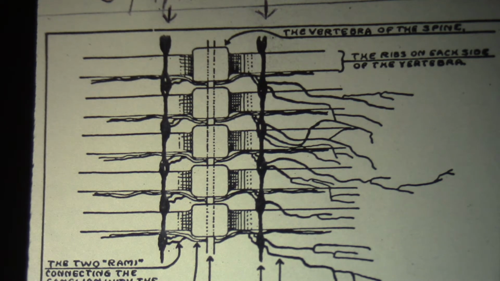Now, each sympathetic trunk consists of, I said that. From each ganglion are 2 nerves, 1, 2, called rami, connecting the spinal nerves to the sympathetic ganglia.